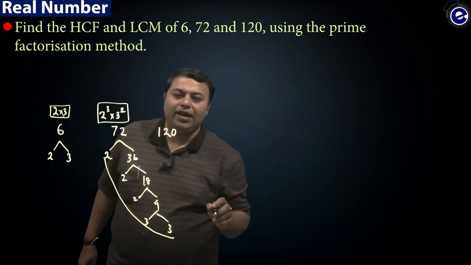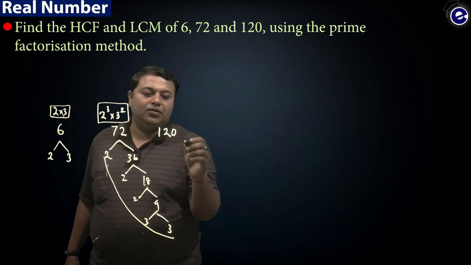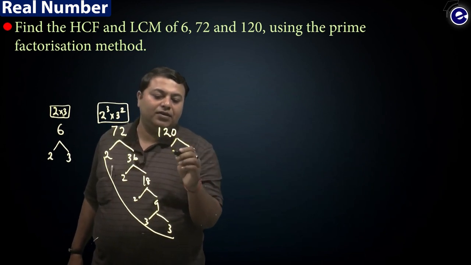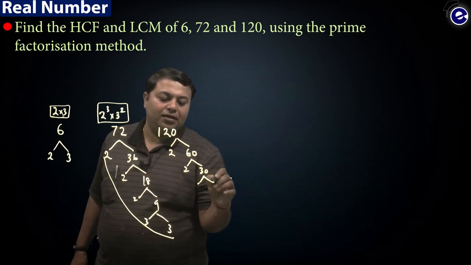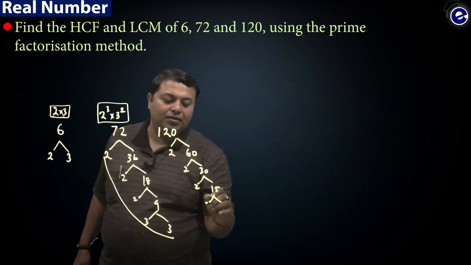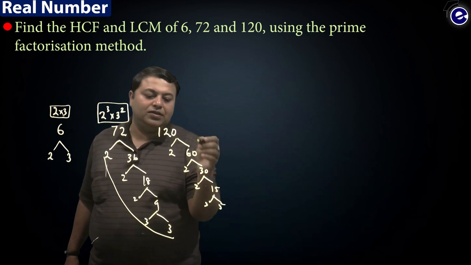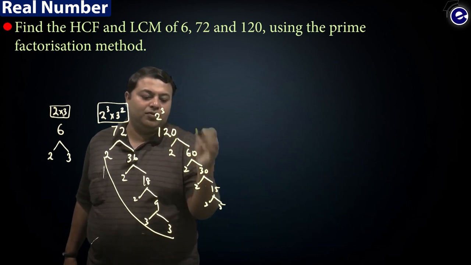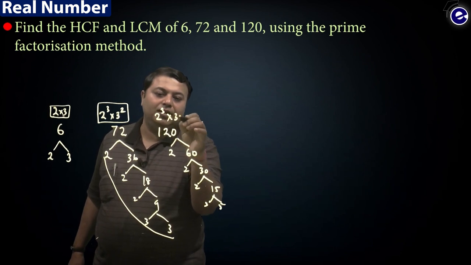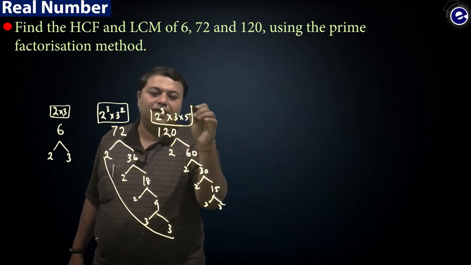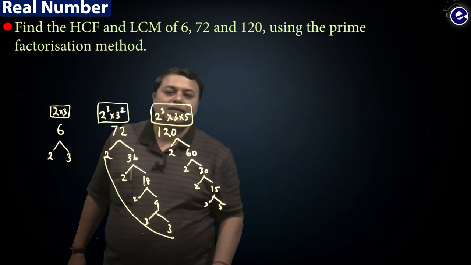For 120, you do the prime factorization tree. 2 times 60, 2 times 30, 2 times 15, 3 times 5. So this will be 2 cube into 3 into 5. So if you look at this, these are the prime factors.